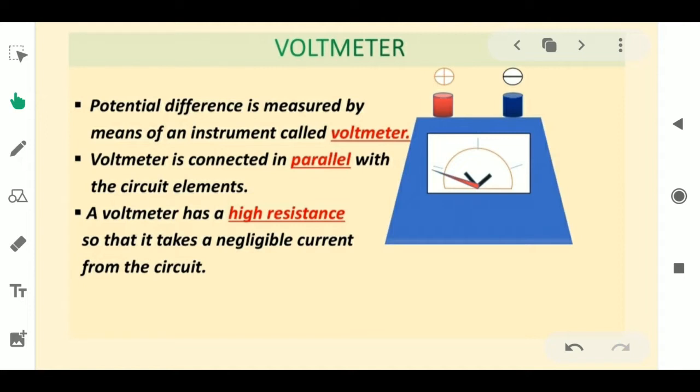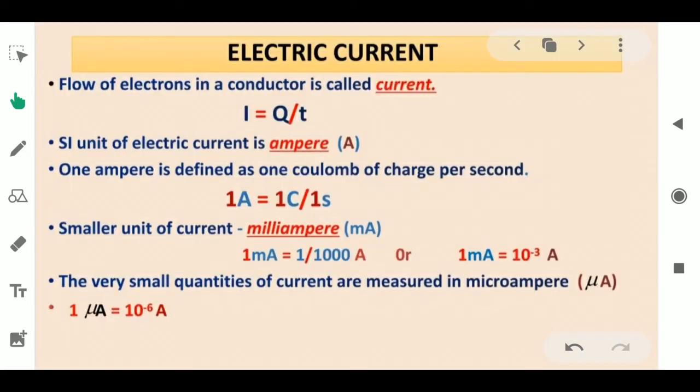So now just try to understand: a voltmeter has a high resistance so that it takes a negligible current from the circuit. That is the point. A voltmeter should have high resistance. So what is the benefit? Therefore, it takes a negligible current from the circuit. Clear? Yes.